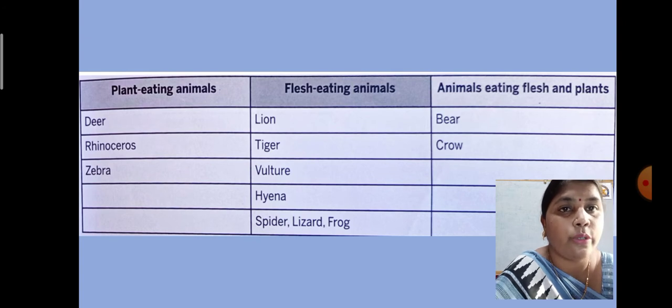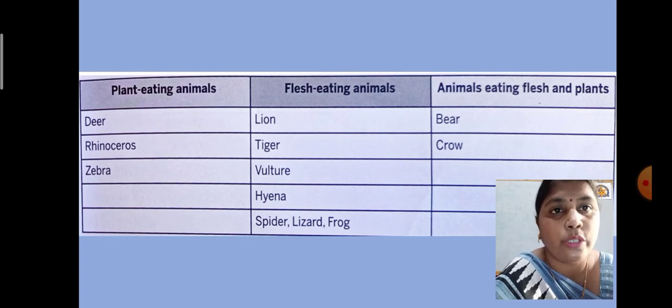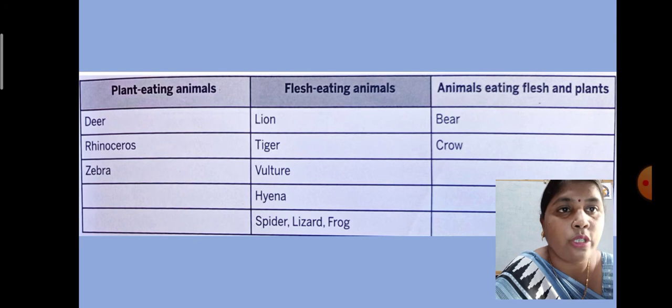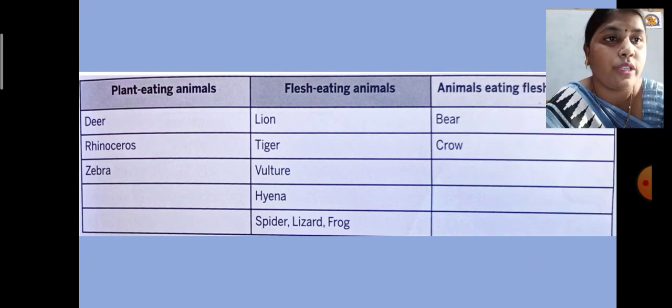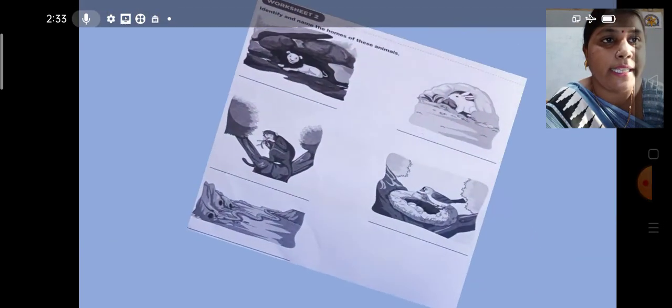So in this way you are going to color. Plant eating animals you are going to give the green color. For flesh eating you are using the red color, and for the animals which eat both flesh and plant, you are going to give the orange color. So I hope you understood how to solve this worksheet. So let us see the next worksheet.